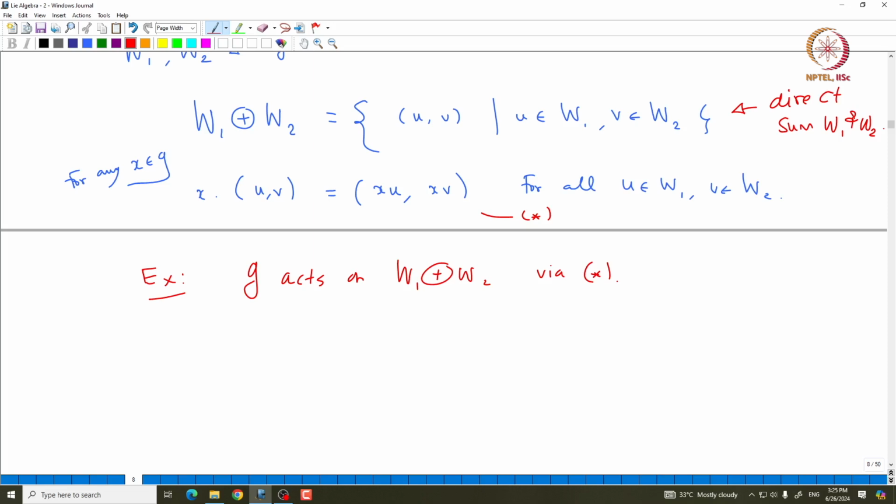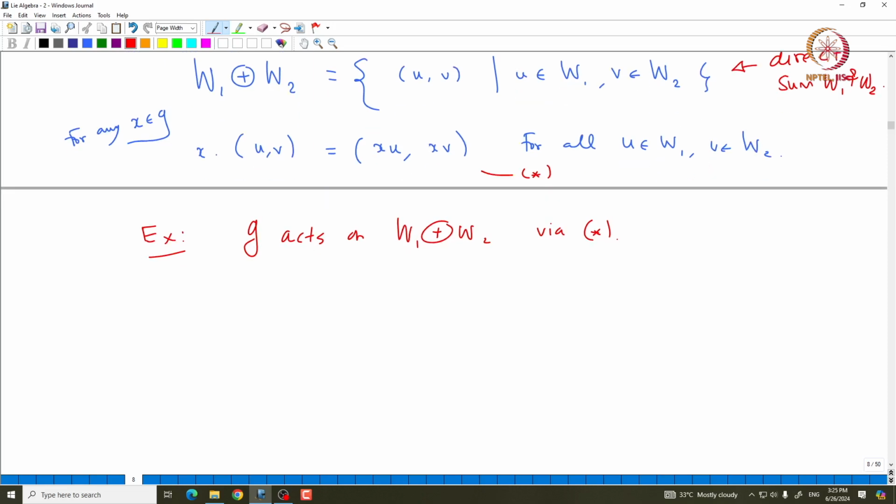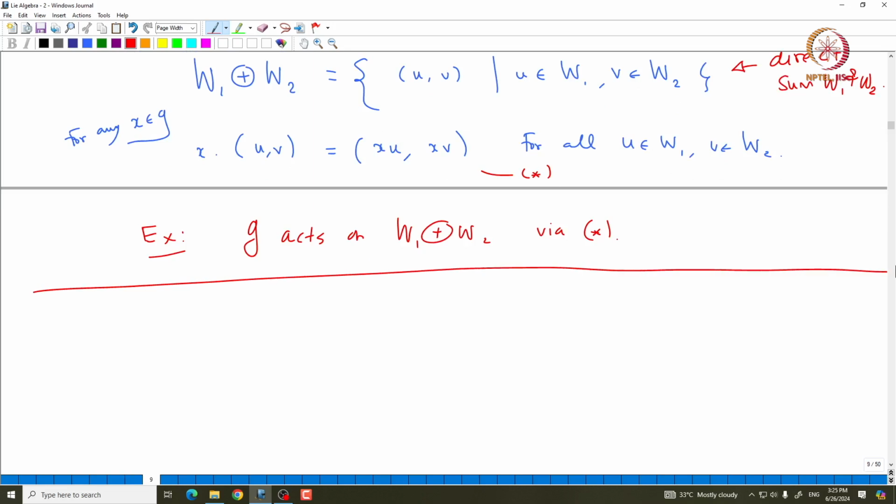So, now one can actually prove what we promised. Let us actually see some more examples before getting into the proof of the complete reducibility characterization.